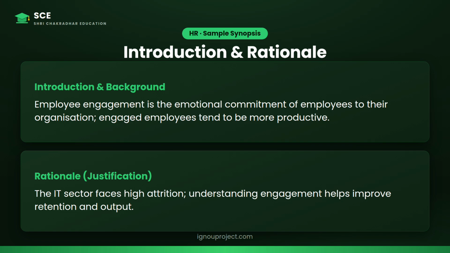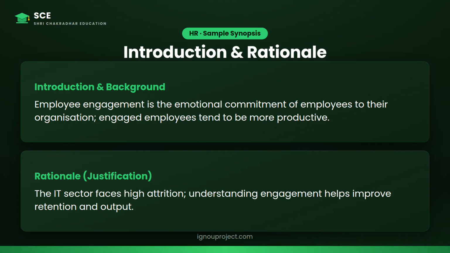Now, the rationale. The IT industry faces high attrition and intense competition for talent. When employees are disengaged, productivity falls and turnover rises, which is costly for the company. By understanding the link between engagement and productivity, this study can help the company design better engagement practices, improve output, and retain its people. This gives the study a clear, practical purpose.